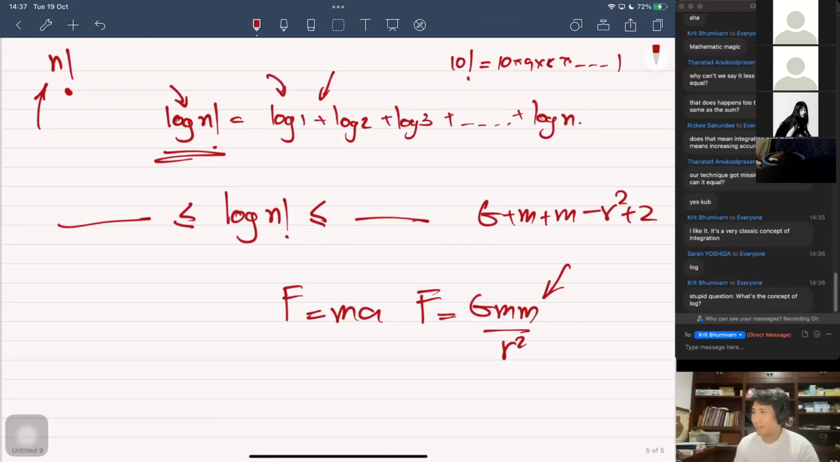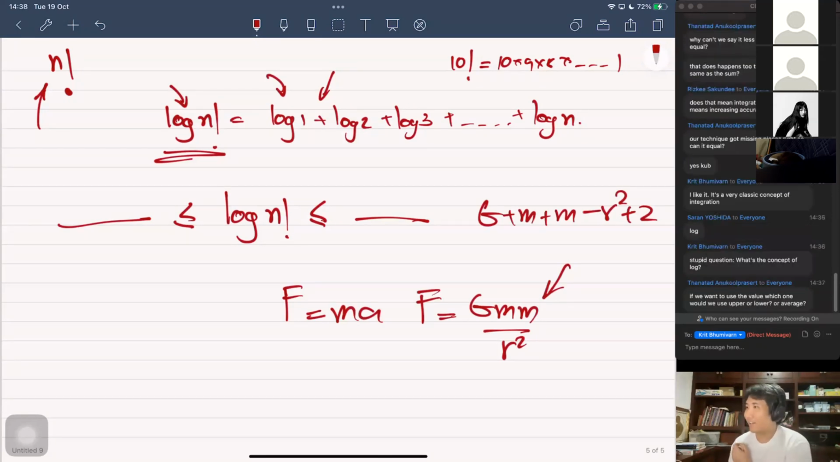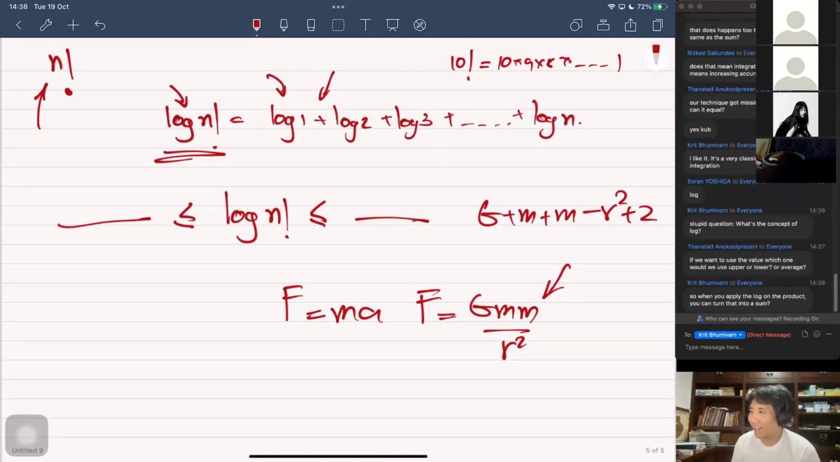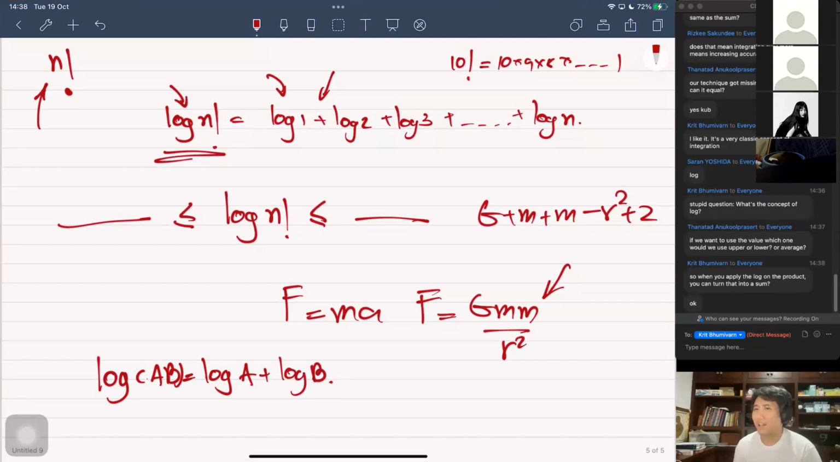I think I taught people in numerical methods that if you can turn a product into a sum with the log, you turn a really hard problem into a really easy problem. So that's actually the use of the log. If you want to use a value, which one would you use, the upper or the lower? Actually, the average might not be bad, right? So the property of log looks like this: log of a times b is log of a plus log of b. You can prove that on your own. I'm not going to do it here. At least you have seen it. It's straight from the definition.